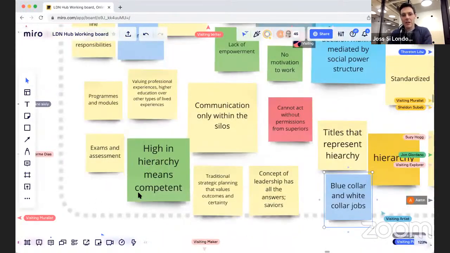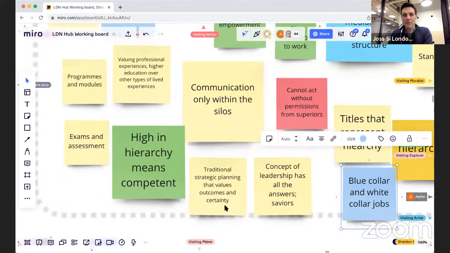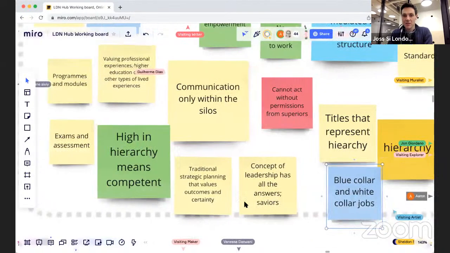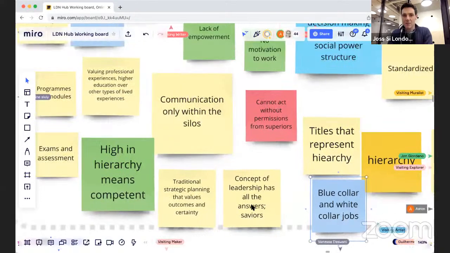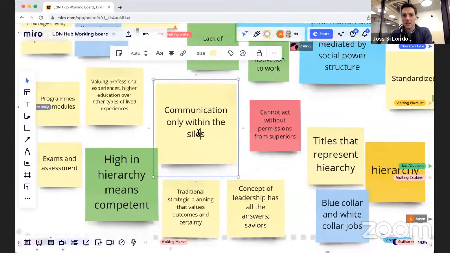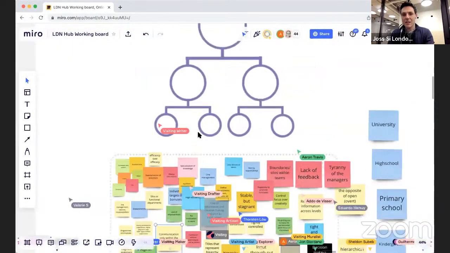High in hierarchy means competent. Traditional strategic planning values outcome and certainty. The concept of leadership has all the answers: savior. Communication only within the silos. Yeah, so it breaks things down. When you break things down, what happens?